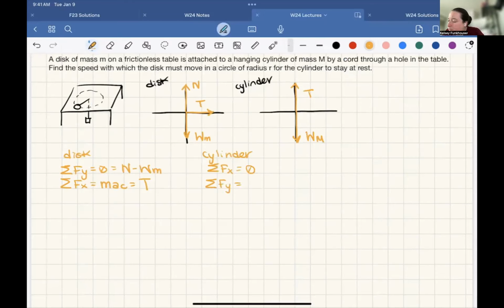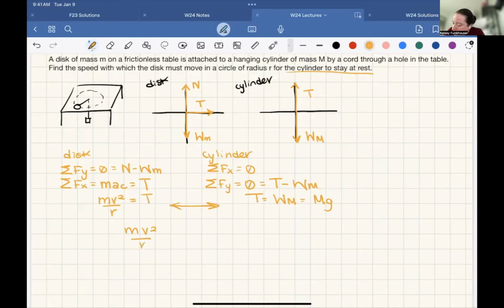The thing we're trying to do is get the cylinder to stay at rest, so we want its acceleration to be 0 in the Y direction. So that is the tension minus the weight of this object. We can add the weight to both sides, and we see that the tension is given by the weight of the big mass, which is big Mg. We also have over here that the tension equals the centripetal force, which is mv squared over r. So we just want to set these two equal to each other.